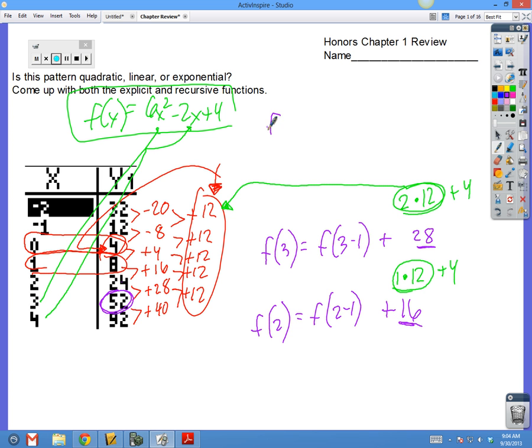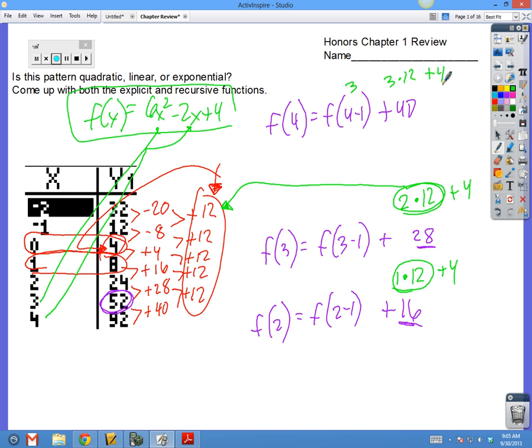So let's look at the next one. To get the answer at 4, I look at the answer, the one before. So I look at the answer at 3, which is 52, and I add 40. But where is 40 coming from? Why is it 40? Because you take this number right here, 3, and I times it by 12, and that's 36. But 36 is too low. I want to get to 40, so I'm going to plus 4.